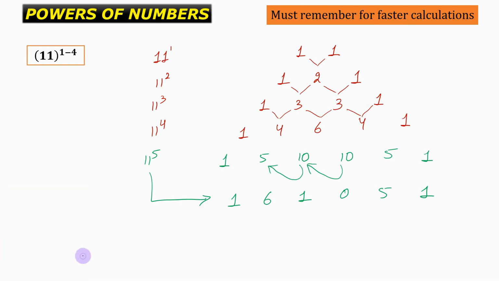Now let us also solve 11 to the power 6. This one will come over here. 1 plus 6 is 7. 6 plus 1 is 7. 1 plus 0 is 1. 0 plus 5 is equal to 5. 5 plus 1 is equal to 6. And this one will come over here. So the value of 11 to the power 6 is 1771561, and you can extend this method also so as to get 11 to the power 7, 11 to the power 8 and so onwards. But for now let us move on.